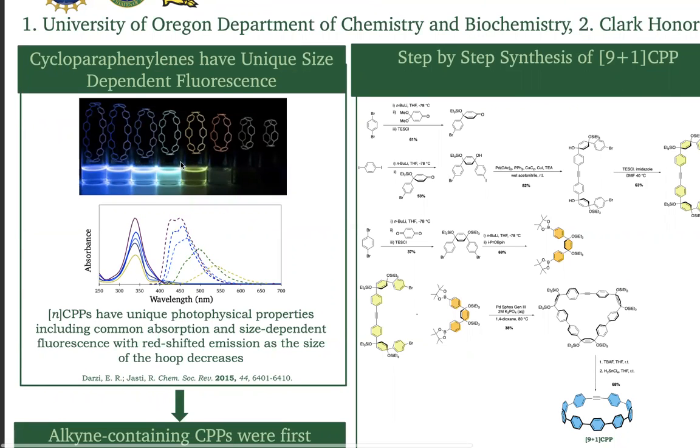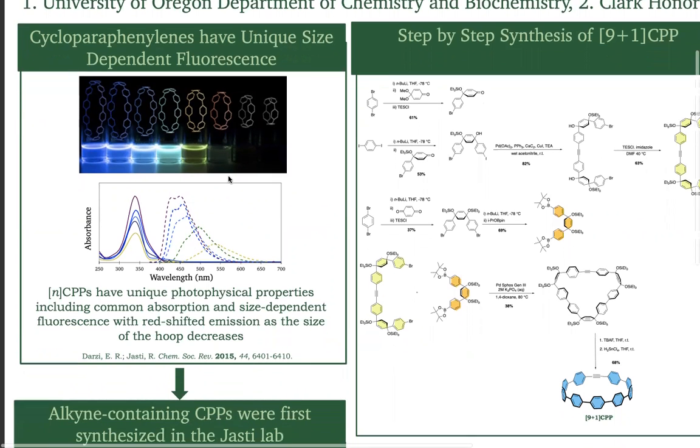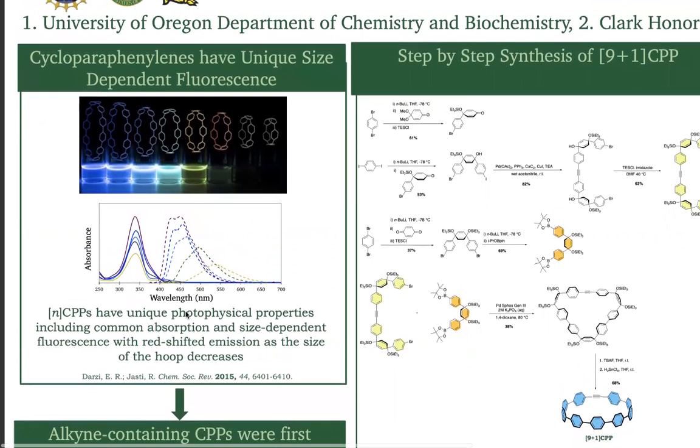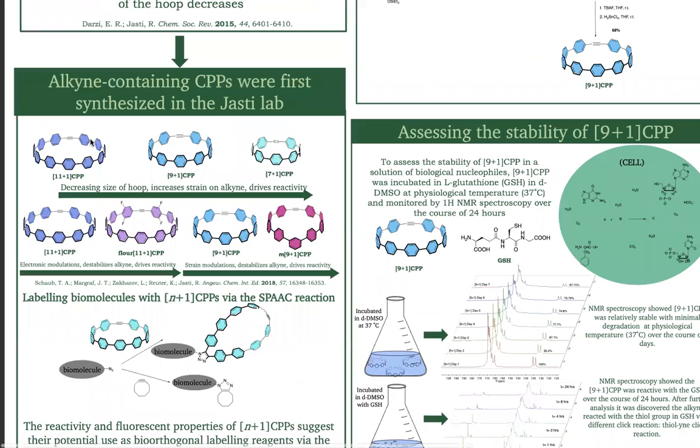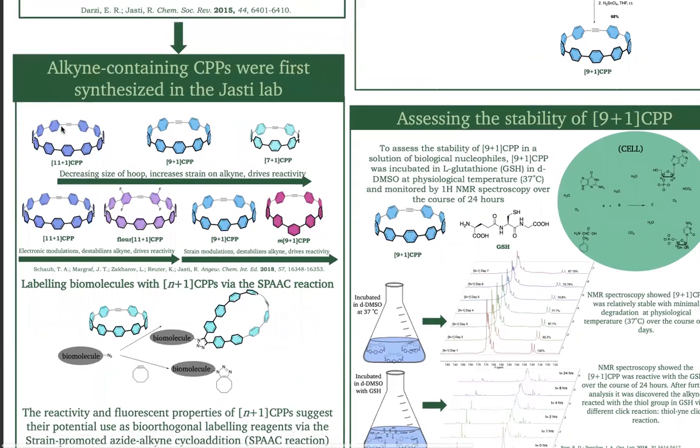What I mean by red-shifted emission is that as you decrease the size of the hoop, you actually get a red-shifted emission or fluorescence. Another really cool CPP that you can make is an alkyne-containing CPP. These alkyne-containing CPPs essentially just have an alkyne embedded into the CPP. What's really cool about having this functional group is that it provides the means of reactivity of the molecule.